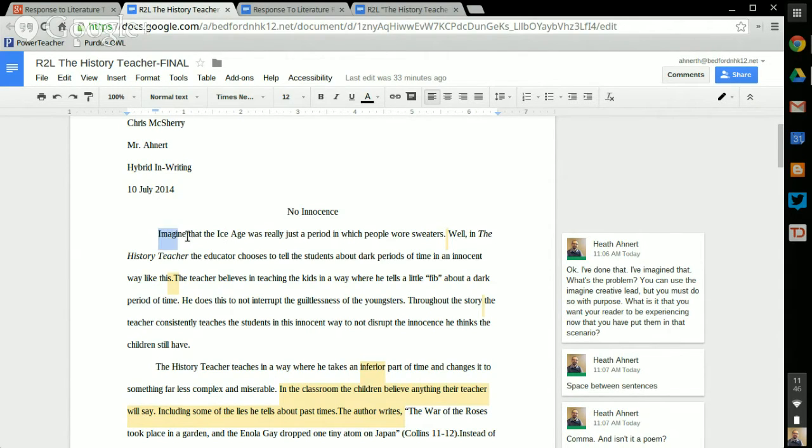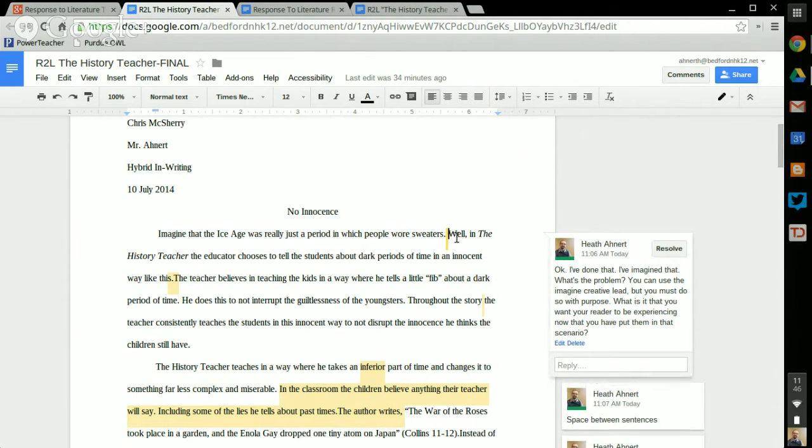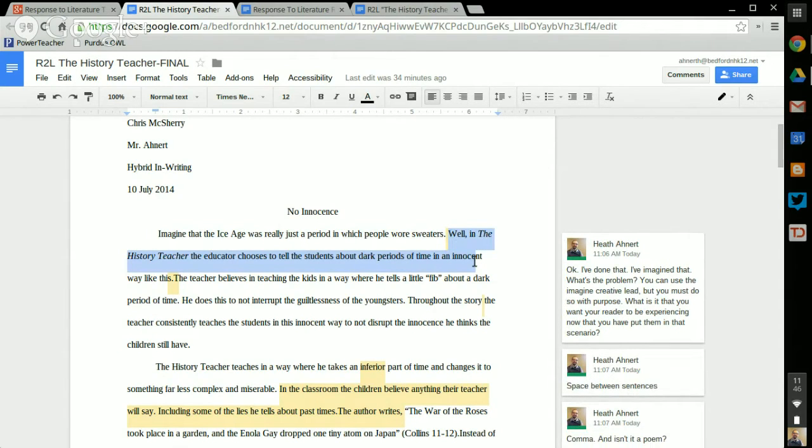So Chris writes, imagine that the Ice Age was really just a period in which people wore sweaters. He's clearly indicating that he has read the poem, he remembers that moment, but then the next sentence he says, well, and the history teacher, and then he goes on. Which means that he hasn't been really thinking about how he wanted to use the imagine lead. If you want your reader to be imagining something, there needs to be a purpose to imagining that. Do you want them to be worried about the world that they see? Do you want them to change the world that they see? So you can use these creative leads, but now it's time to start thinking about which one works best for what I actually want to communicate in my paper.